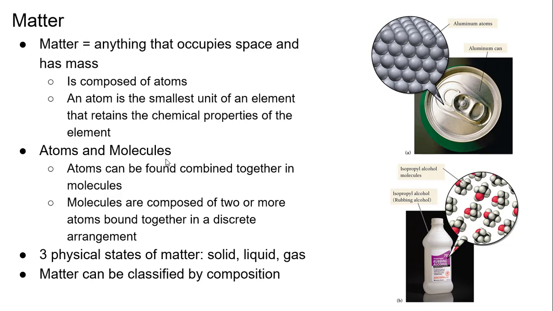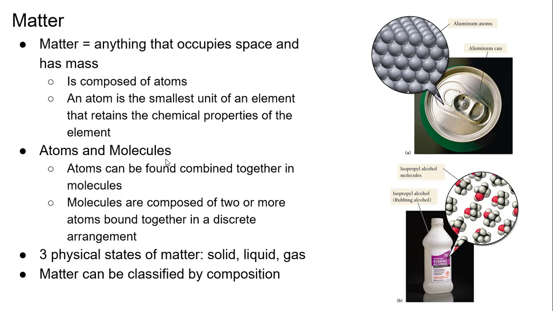Atoms can also be joined together, and these are called molecules. Molecules are composed of two or more atoms bound together in a discrete arrangement. What that means is a fancy way of saying that things that we are familiar with are always bound in a certain way. Water is a perfect example. Water, no matter where you go in the world, is H2O, 2 hydrogens, 1 oxygen. That is what it means by discrete arrangement.